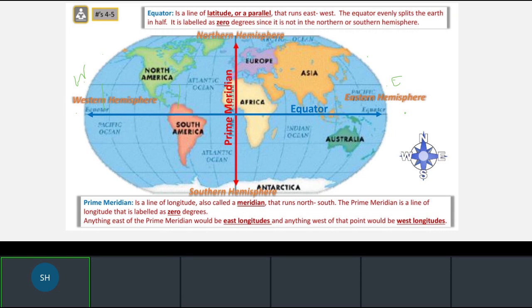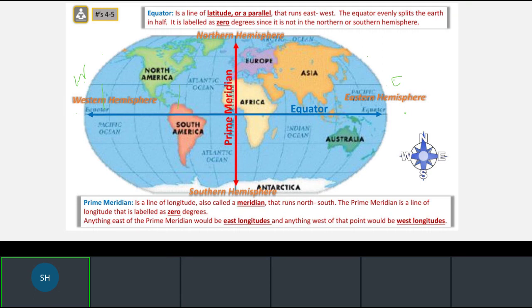It is also known as a meridian. In fact, all of those lines are known as meridians, which is why we call this one the prime meridian, or the one that we start with, and they run north-south. Now, the prime meridian is the line of longitude that is labeled as 0 degrees.